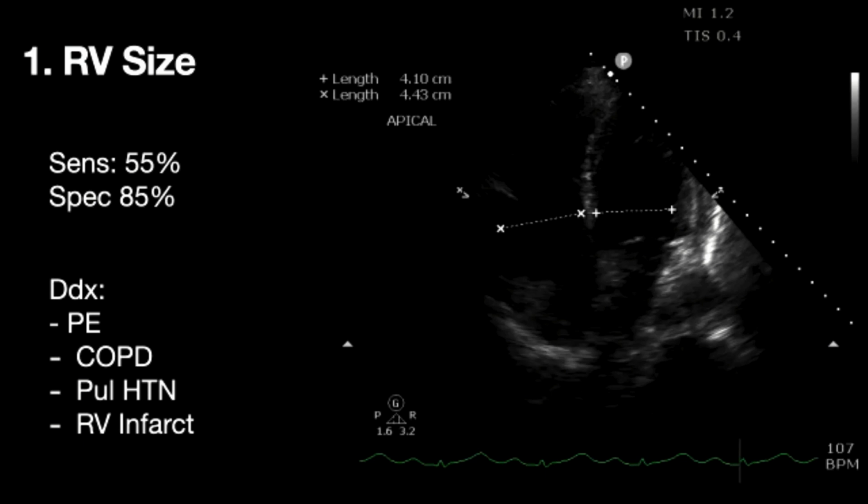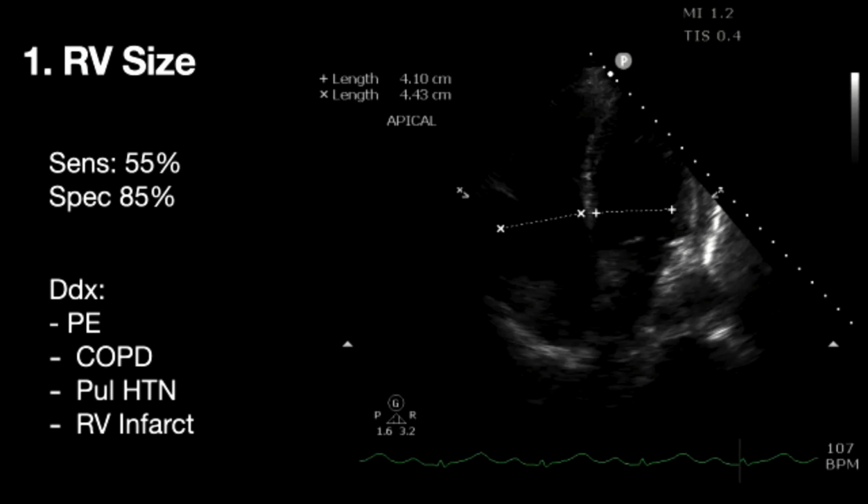The problem is it's not seen in all patients with PE. If you're talking about subsegmental PEs or even some segmental PEs, there may not be enough of an increase in the pulmonary vascular resistance to really cause this degree of RV response. So the sensitivity is actually about a coin flip. If you see it, great. If you don't see it, you can't rule out a PE based on this finding alone. So it's about 50% sensitive.